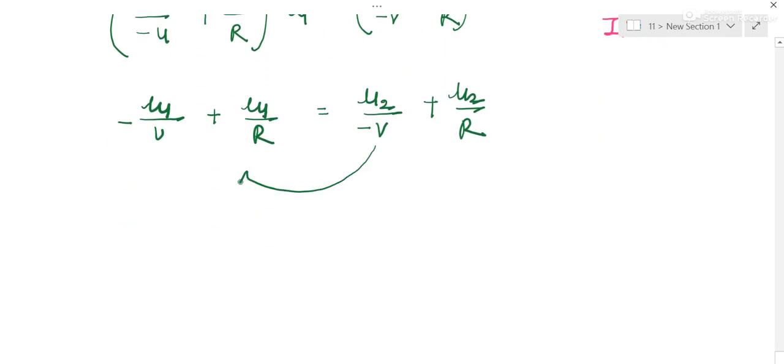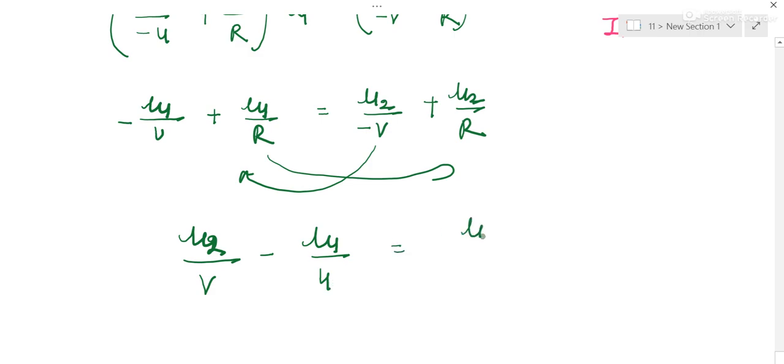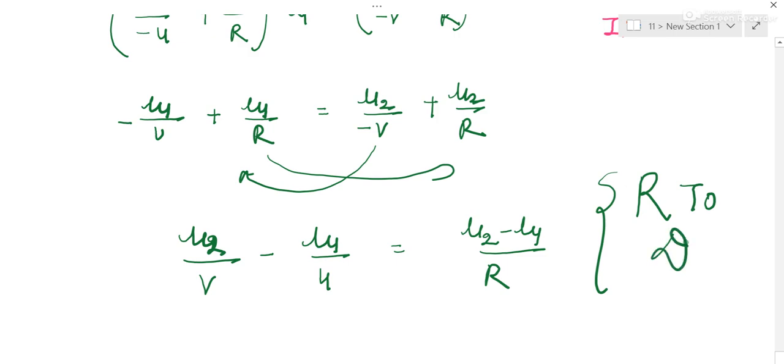Yes, simply bring it this side and take it this side. So again, the result is same. Mu 2 by v minus mu 1 by u is equal to mu 2 minus mu 1 by r. So yes, for rarer to denser, there is only one formula for refraction. But then whichever case comes in the exam, you will have to derive accordingly. The diagram must belong to that case and then all the steps. The result is the same, that is another thing, but the result should come naturally.